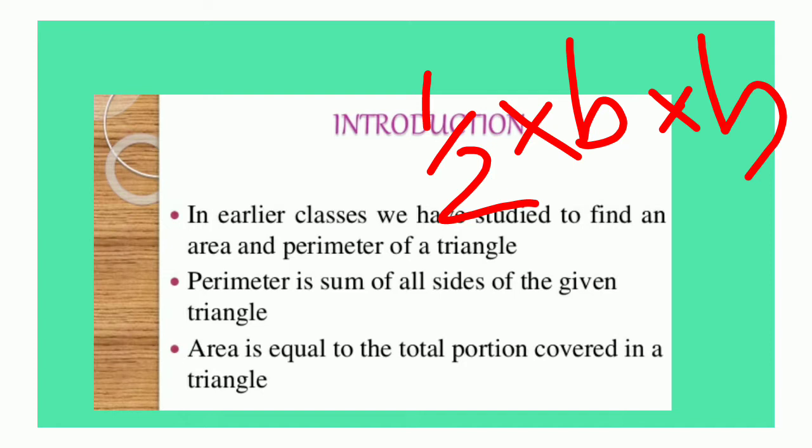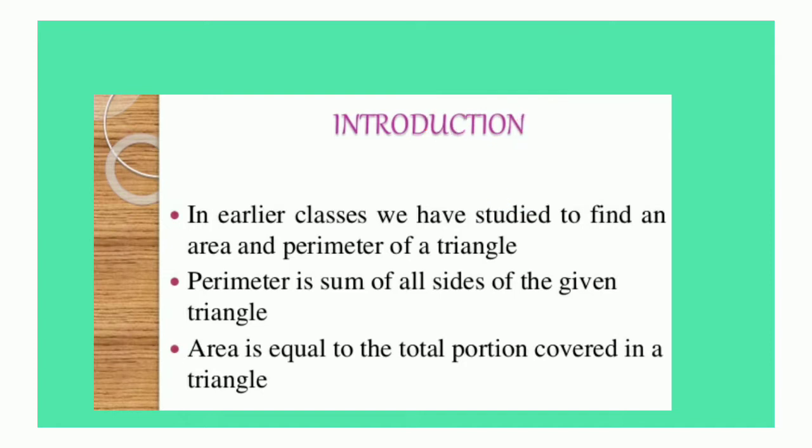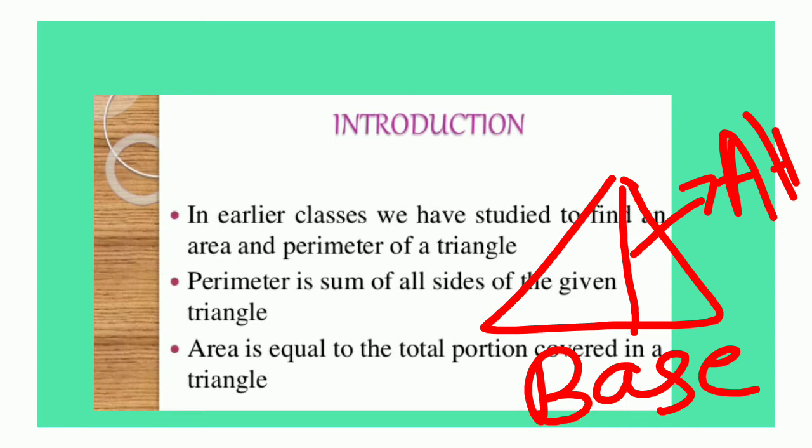And also you know how to find the perimeter of a triangle. A triangle has 3 sides, and the total sum of these 3 sides gives you the perimeter of a triangle. Moreover, in a triangle, we need the base and its altitude. Then we can find the area of a triangle.